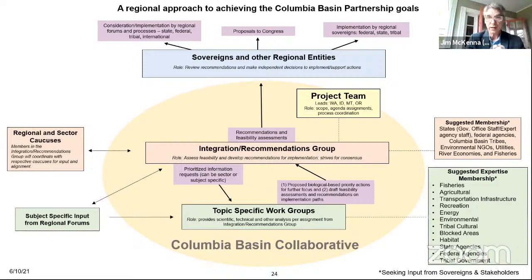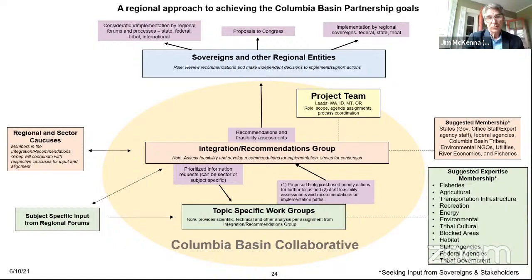So, for the state of Oregon, that's how we would work. We would expect any party that's on that integration recommendation group to be doing the same with their respective sectors. We also have a box down there for subject-specific input from regional forums. And that input could either be provided directly to the integration recommendation group or to a specific work group that is seeking particular information. So let's say a particular work group needs information on specific hydro power generation at a particular dam, or specific hatchery operations at a particular hatchery. They can go get that information, that key information, and feed their analyses. So that's what the two boxes on the left represent.